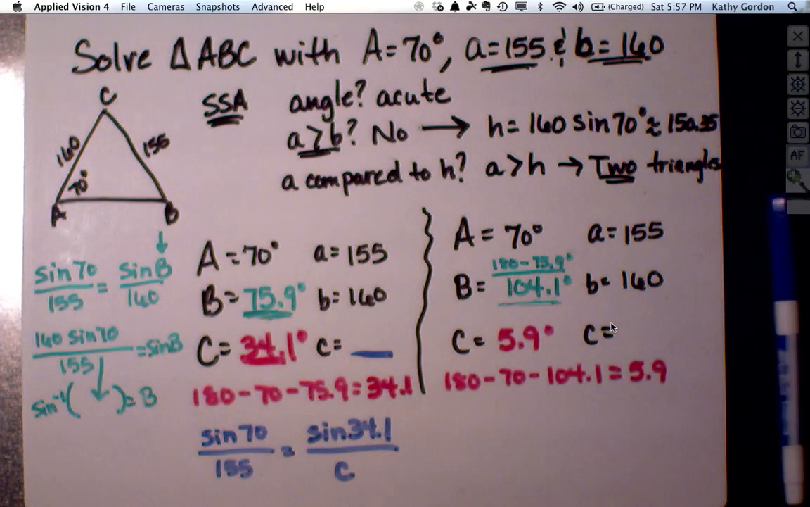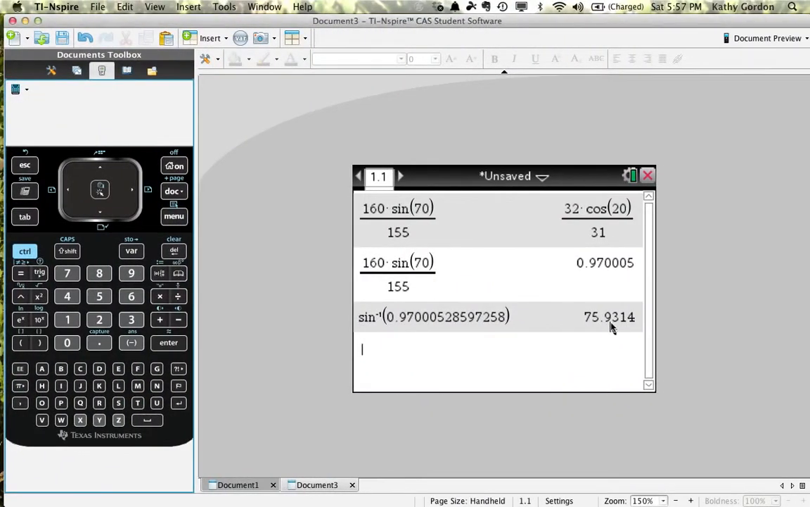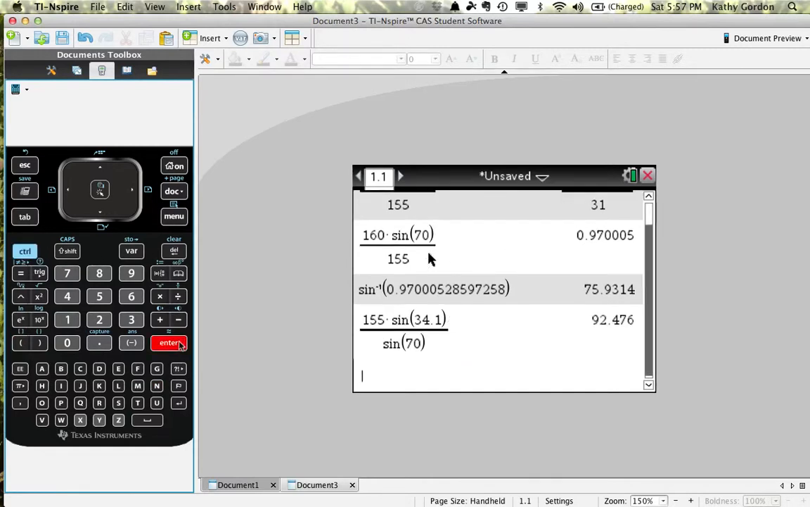Okay, so on our calculator we'll take our 155 times the sine of 34.1, divide that by the sine of 70, do a control enter so we're sure to get a decimal, and we get 92.5.